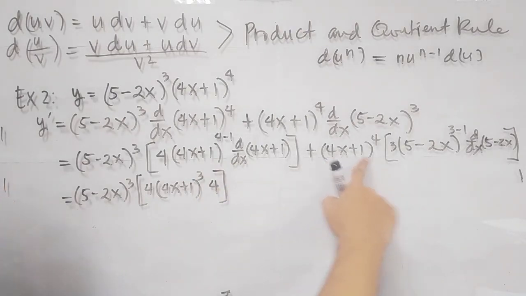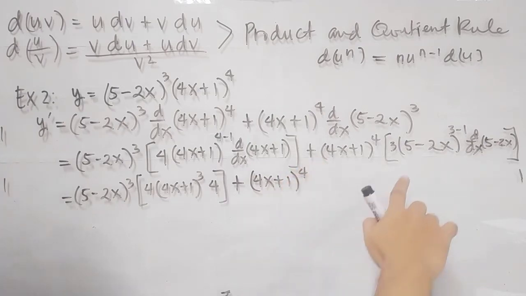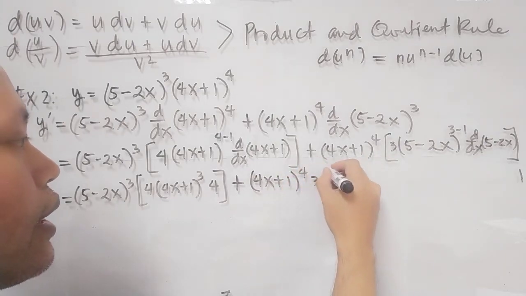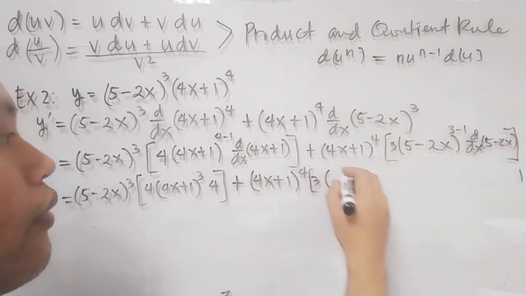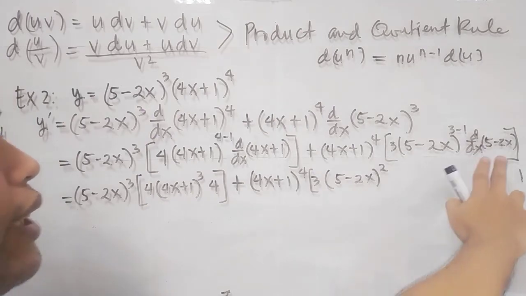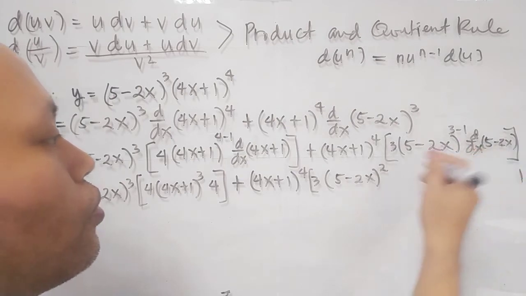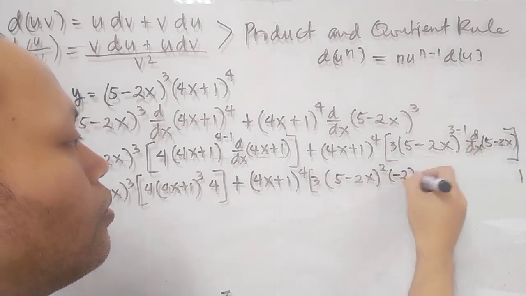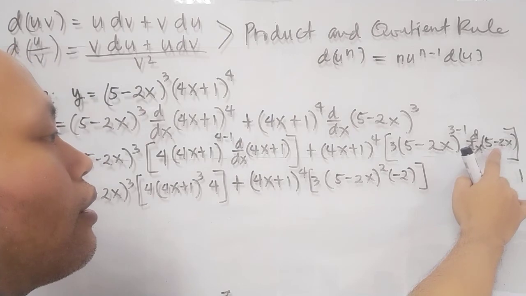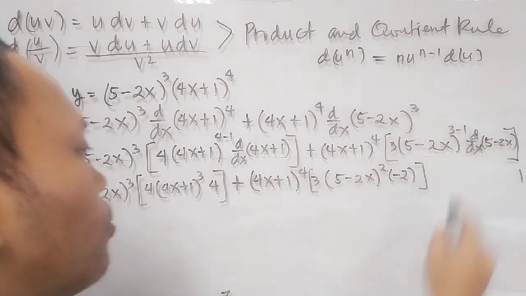Plus this one. So we have 4x plus 1 raised to 4. And then we have 3 times 5 minus 2x raised to 2. And then the derivative of 5 equals 0. Derivative of negative 2x equals negative 2. So I will no longer write derivative of 5, which is equivalent to 0. So I will go directly to negative 2.